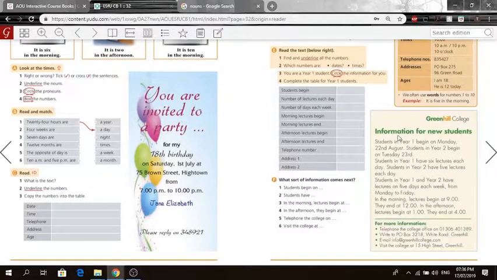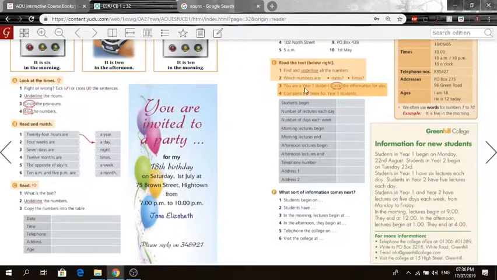Okay, so we got the information that we need. Now it says that we are year 1 students, okay? So circle the information that's for you. So students in year 1 begin on Monday, 22nd, sorry. I made the same mistake I told you guys not to. So don't make that mistake. 22nd August. Okay, so we're going to circle that because we're year 1. Students in year 1 have 6 lectures each day. We're going to circle that as well. Students in year 1 and year 2 have lectures on 5 days each week from Monday to Friday. So we're going to circle this because it's for both year 1 and year 2.